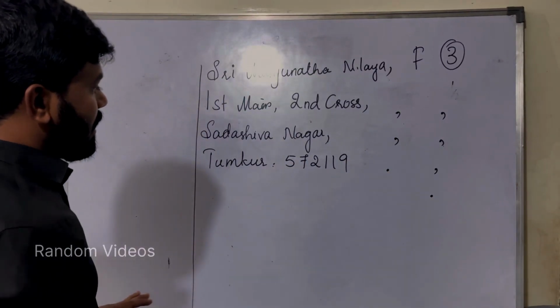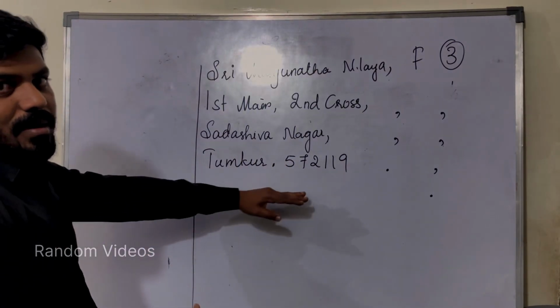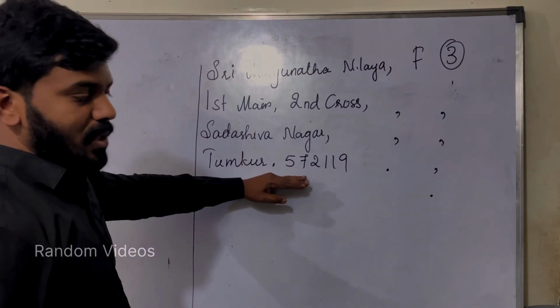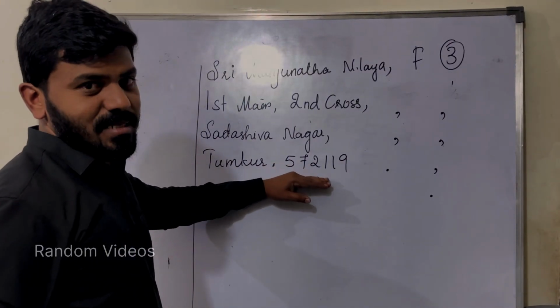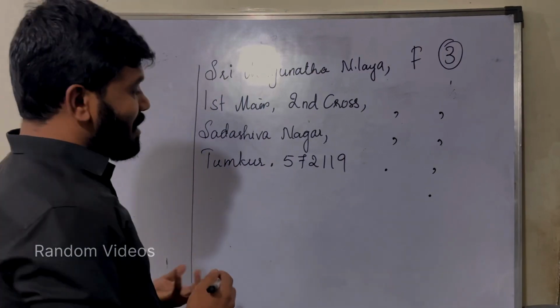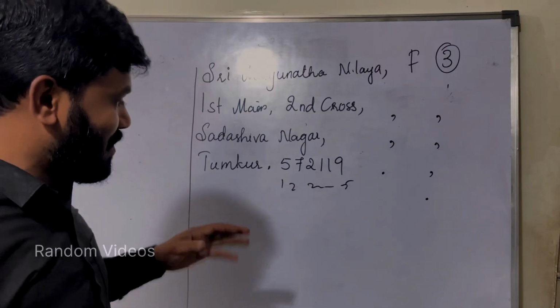See to it that the full stop is before the pin code. The pin code should have 6 digits. Just because it is 6 digits, please don't write 1, 2, 3, 4, 5, 6. There are students who do that.